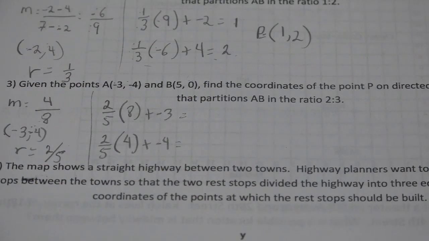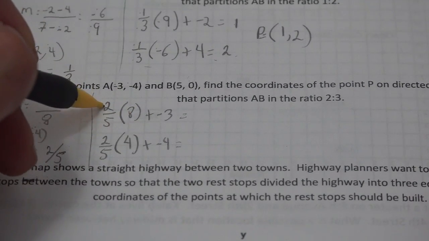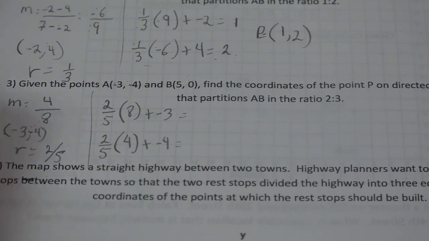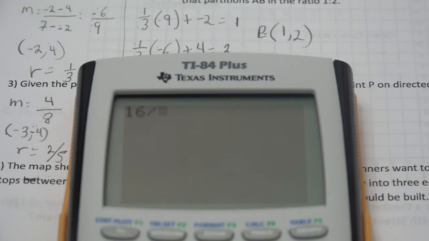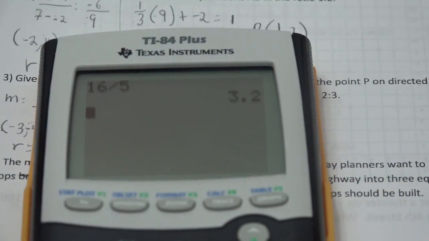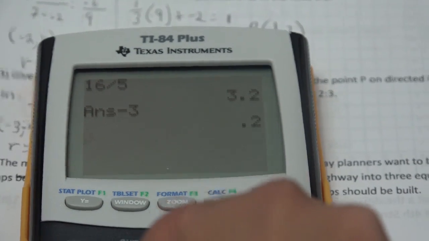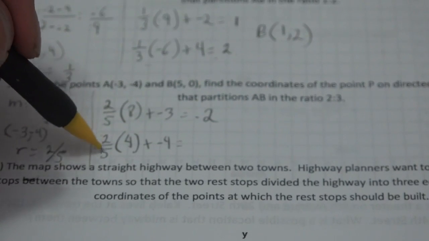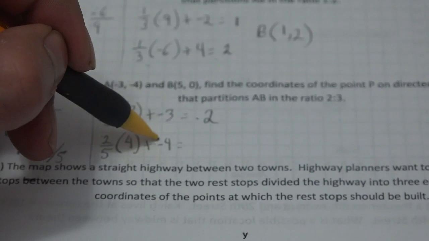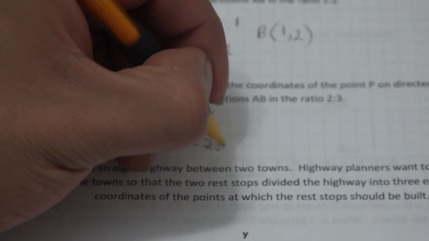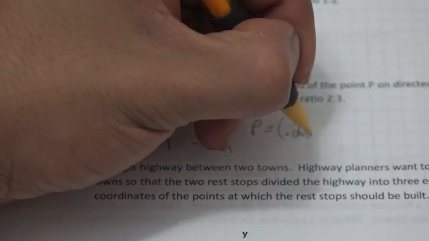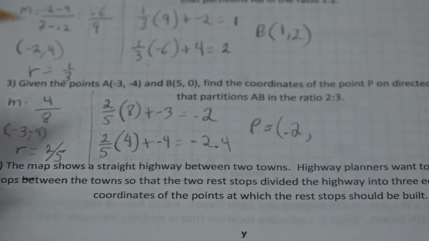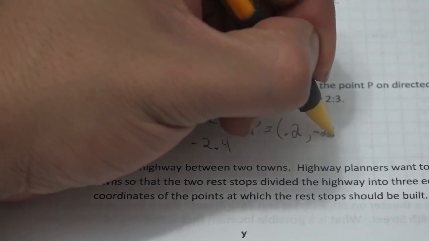Now let's do the math. 8 times 2 is 16, divided by 5, that's 3.2. Now I have to add the x coordinate, which is -3, and that is 0.2. Now this one, 4 times 2 is 8 divided by 5 plus -4. First I do this, then -4, and I get -2.4, making point P location 0.2 for x and -2.4 for y. Get it?